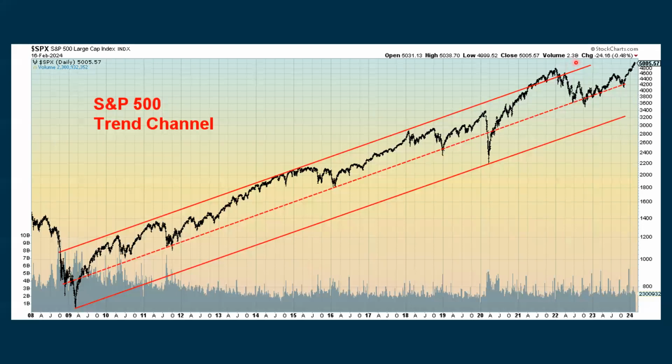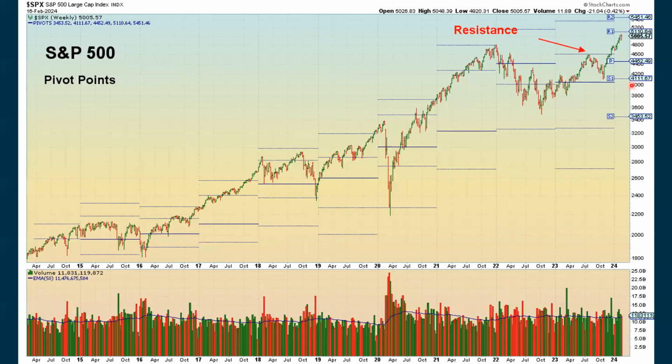Here's our trend channel. This is also suggesting that we're positive. We continue to go up. We're in the upper end of the trend channel going back to 2009. So this is still showing longer term we are positive.